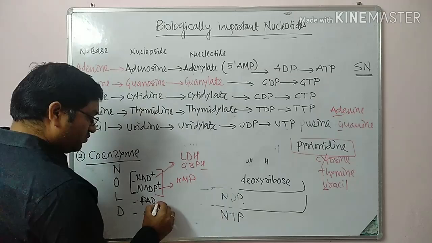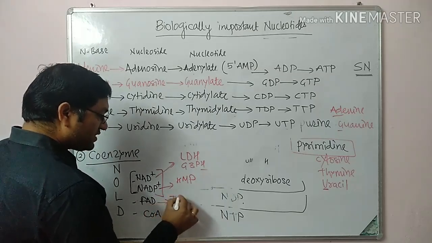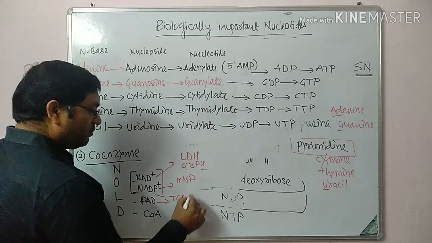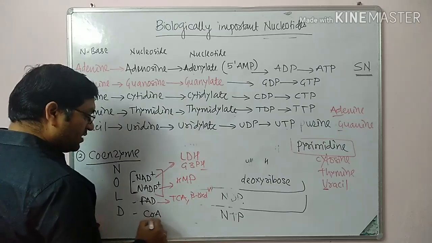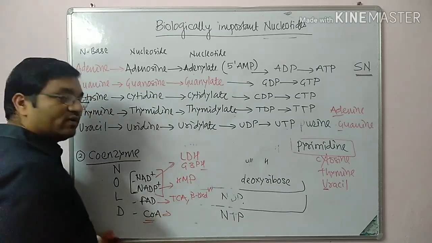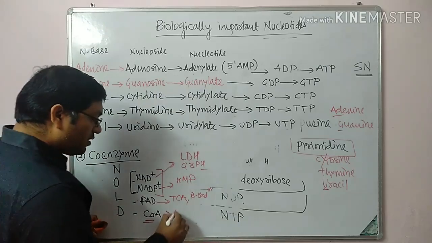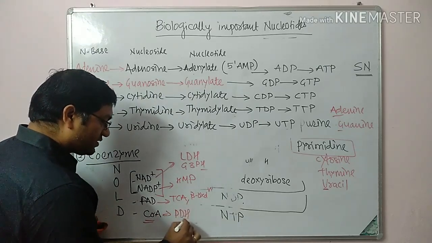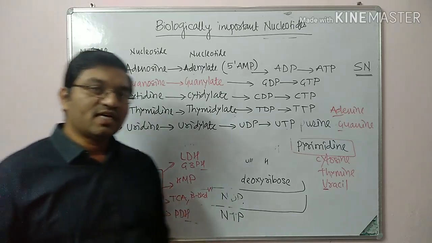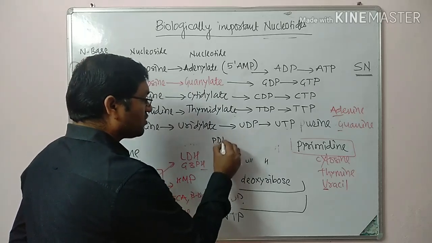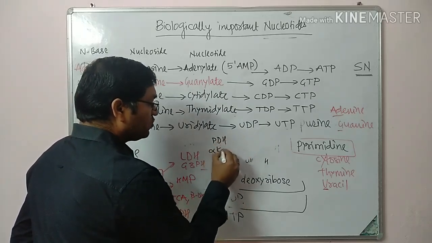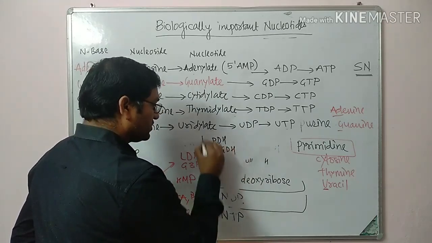Then FAD is important in the TCA cycle and beta oxidation of fatty acid. Then coenzyme A is important in various reactions including the pyruvate dehydrogenase complex. Remember, the enzymes which require 5 coenzymes are the pyruvate dehydrogenase complex and the alpha ketoglutarate dehydrogenase complex.